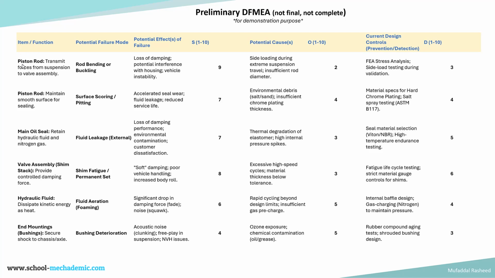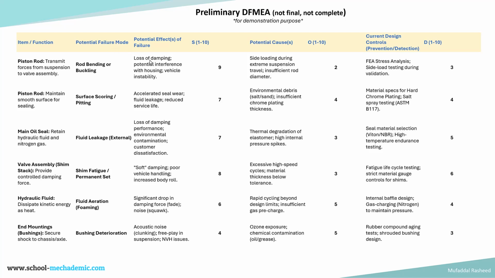So in the first line it is piston rod which is part of the damper assembly, and the function with which we are concerned is transmitting forces from suspension to the valve assembly. This is of course a sub function of the damper assembly. The potential failure mode which will occur is rod bending. So if the rod is bending or buckling, that is a potential failure mode.